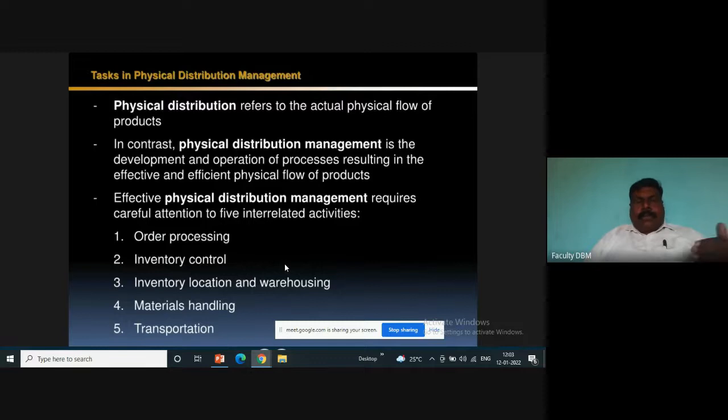One, order processing. Second, inventory control. And third, inventory location and warehousing. Materials handling and transportation. So once we see the title, physical distribution management or physical distribution system, it is the development and operation of process resulting in effective and efficient physical flow of products. So we have five interrelated activities: order processing, inventory control, inventory location, warehousing, and materials handling and transportation.